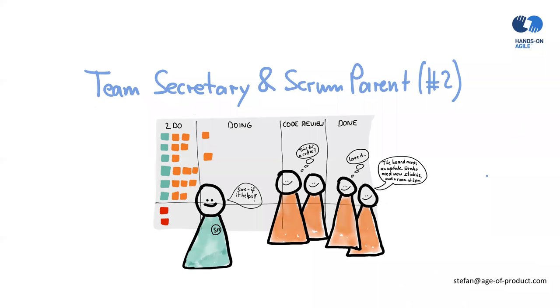A Scrum parent may also be setting boundaries, but is rarely enforcing them. You know, tends to tolerate damaging behavior from team members, often in the futile hope that the culprit will be insightful and improve over time. The Scrum parent's motto: right or wrong, my team.